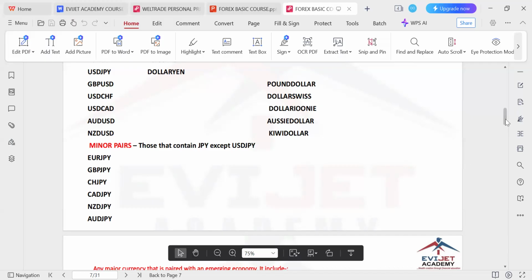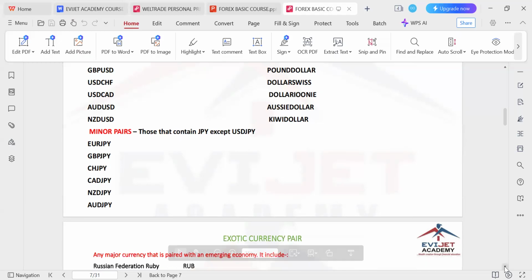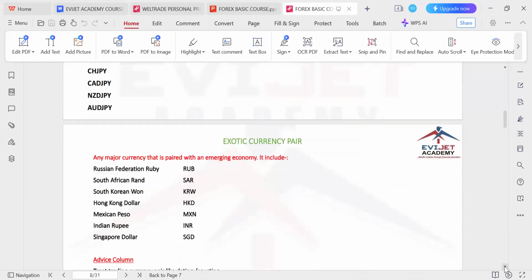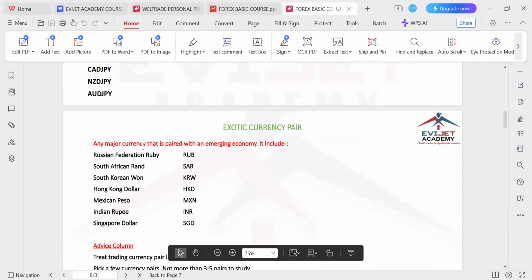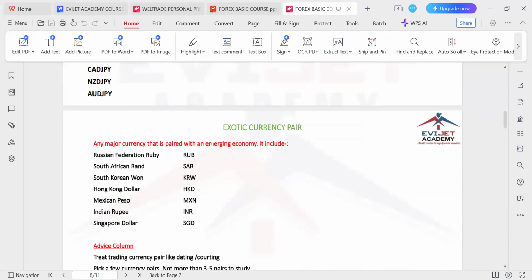Now we also have the exotic pairs. Any major currency that is paired with an emerging economy is called an exotic pair. So you already know the 8 major currencies: the Euro, GBP, AUD, NZD, USD, CHF, JPY, and CAD. Those are the major currencies, all right?